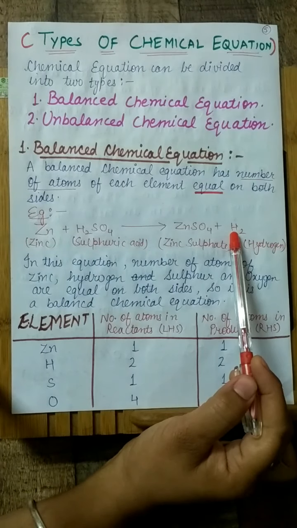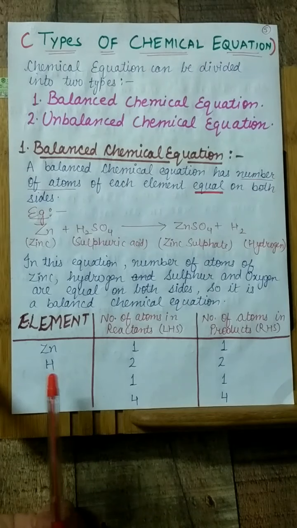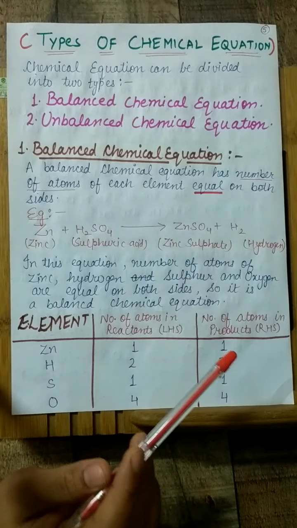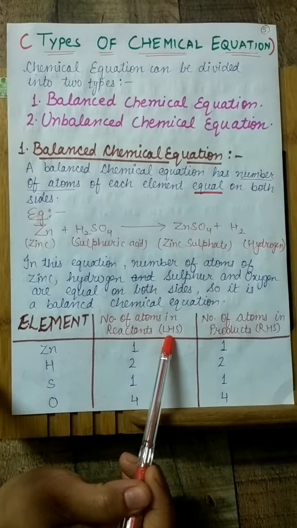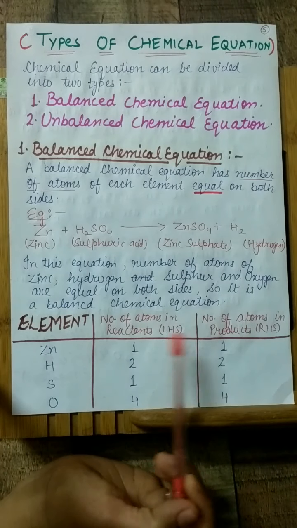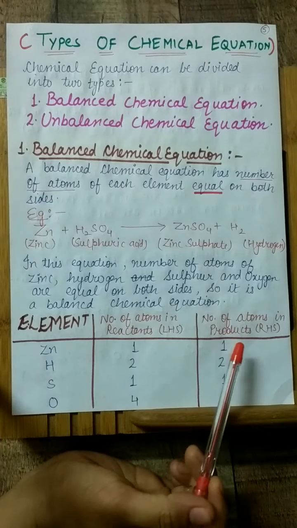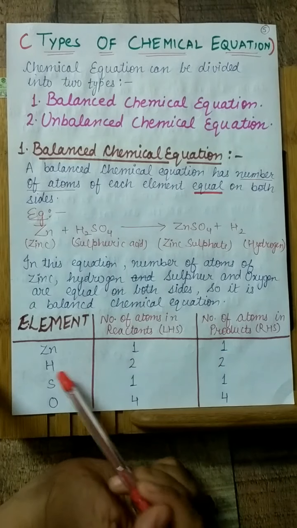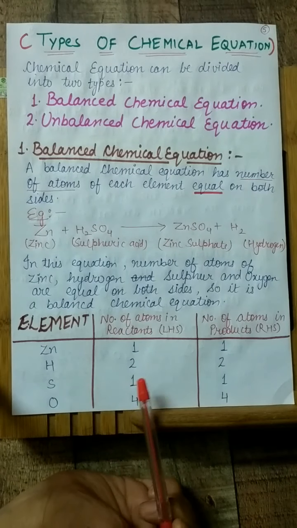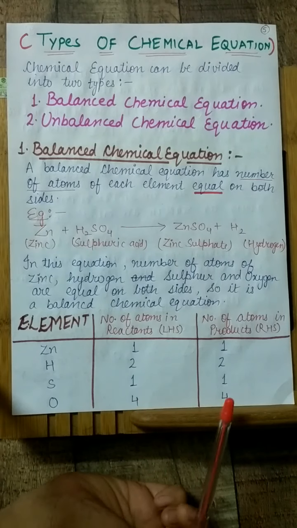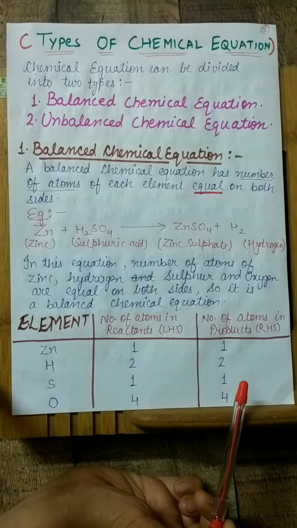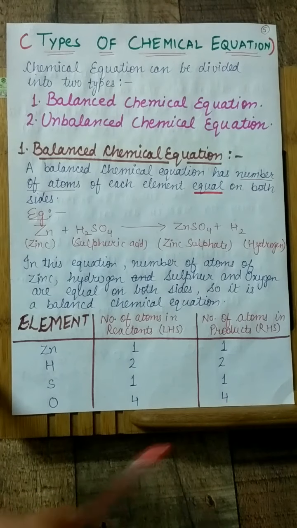Last comes the hydrogen. The number of atoms is 2. Here I have written the hydrogen. In front of hydrogen I will write 2. Now if we compare the left hand side and right hand side, mean to say the number of atoms in reactants and in products, you can see in zinc both sides have 1 atom. Hydrogen 2, 2; sulfur 1, 1; and oxygen 4, 4. So the number of atoms in reactants is equal to the number of atoms in products. So this is a balanced chemical equation.